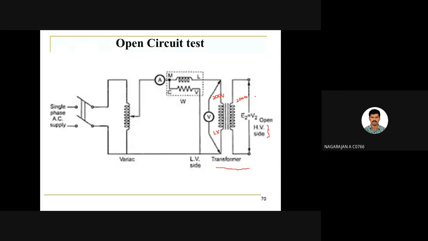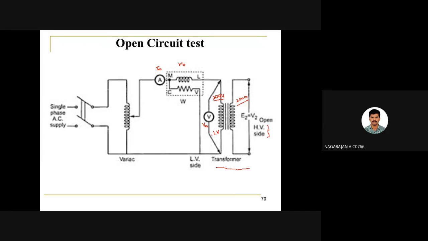The transformer has 200 volts on the low voltage side and 2000 volts on the high voltage side. The 2000 volt side is kept open, and the 200 volt side is connected to the source. We have connected an ammeter in series that will show the no load current, which is I0, and a wattmeter which will show W0, the no load power, and this voltmeter will give the no load voltage.